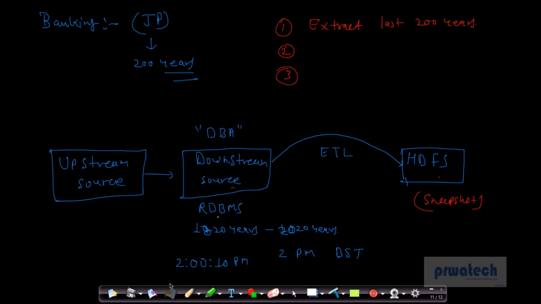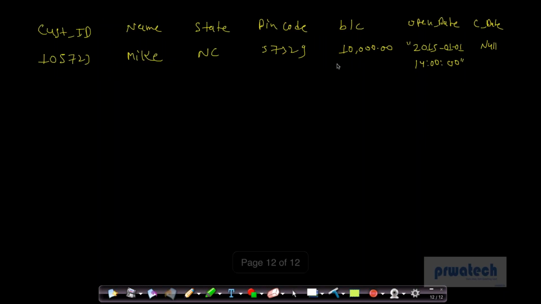Now this person says, I am changing my location after 5 years. So in this year 2020, he has shifted from NC to some other state, CA. Obviously, if a person is changing the city, the name will not change. The customer ID will not change, because JP Morgan has another branch in the new city or new state of the US. This is my updated result.